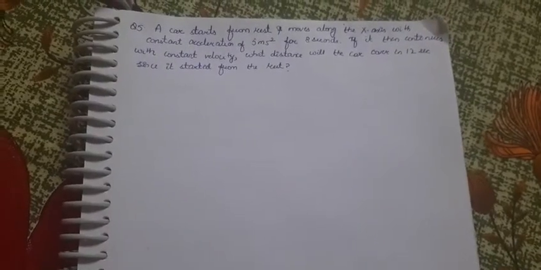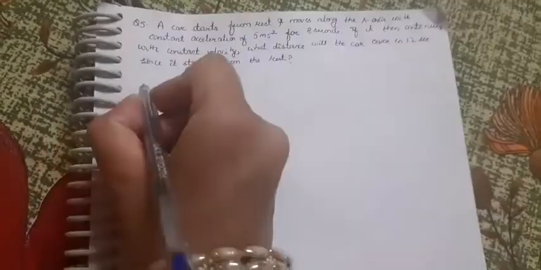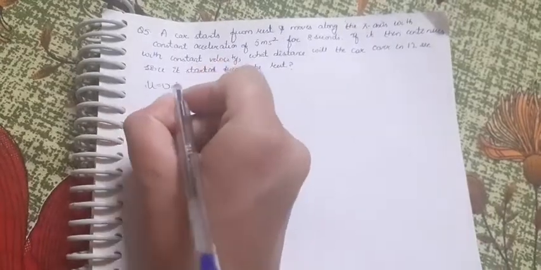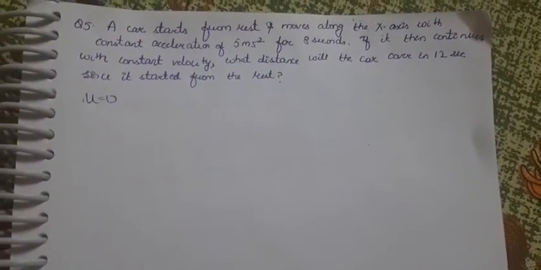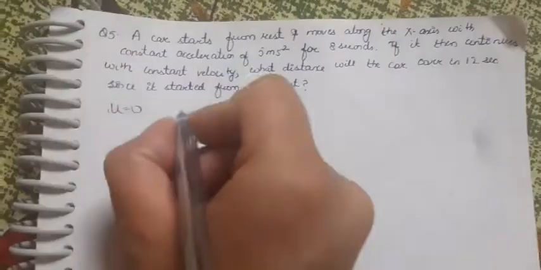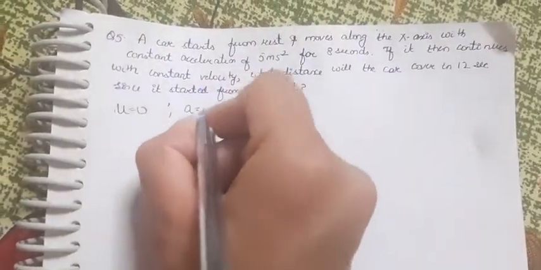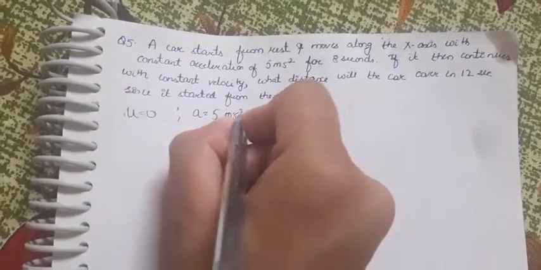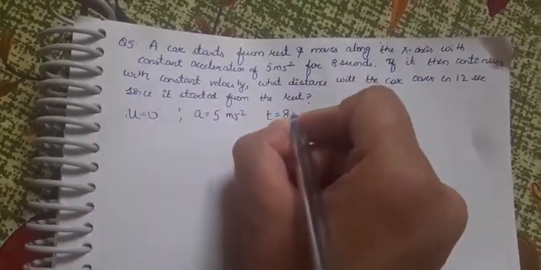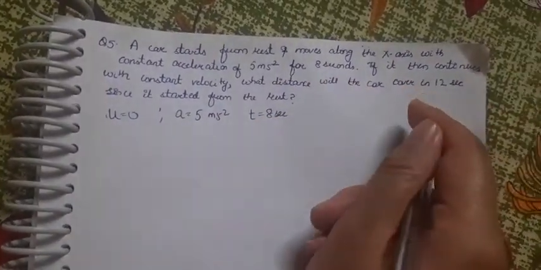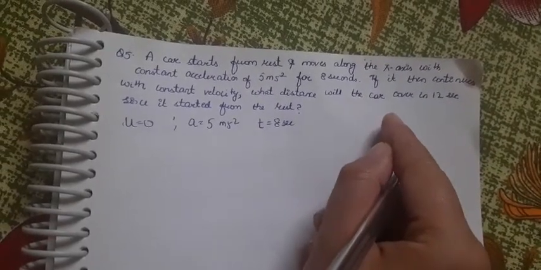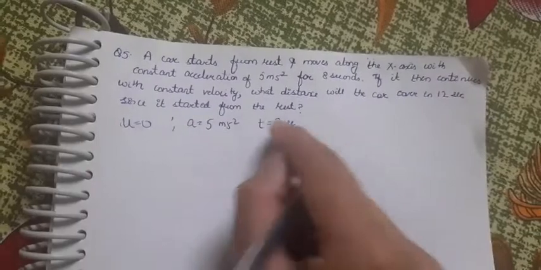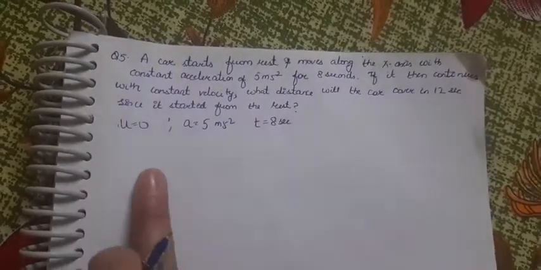A car starts from rest, it means u is 0, and moves along the x-axis with constant acceleration of 5 meter per second square. a is 5 meter per second square for 8 seconds. Time is 8 seconds. If it then continues with constant velocity, what distance will the car cover in 12 seconds? Since it started from rest, u 0 है.